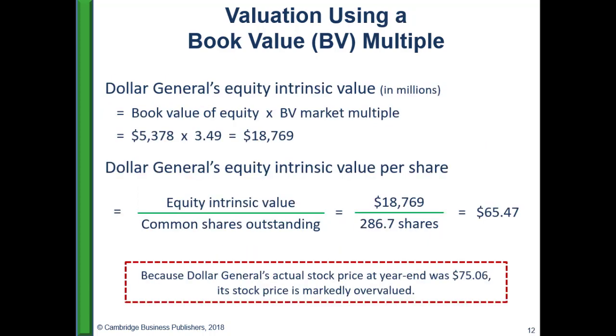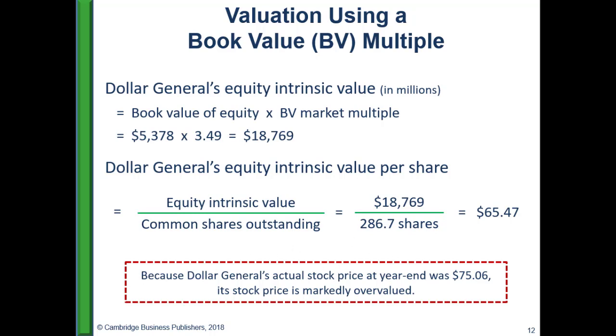So you take the book value of the equity, 5,378 rather, and you multiply it by the market multiple of 3.49, and you get 18,769. Now, if you divide that by the number of shares outstanding, then you'll get an intrinsic value per share of $65.47. So if the actual stock price is $75.06, then this would indicate that it's not worth it, because the value here is $65.47.